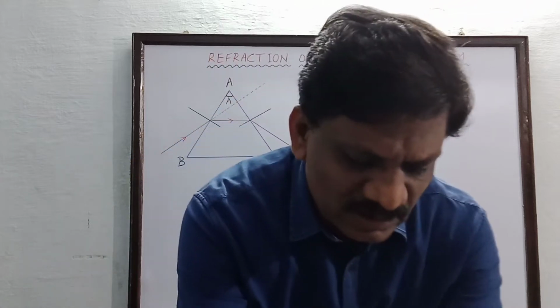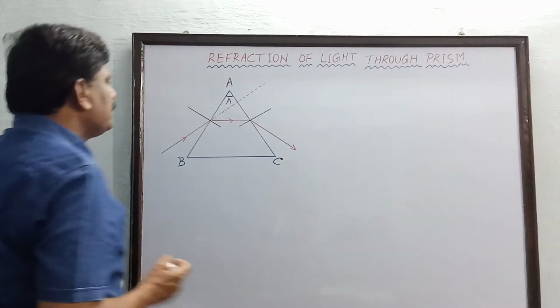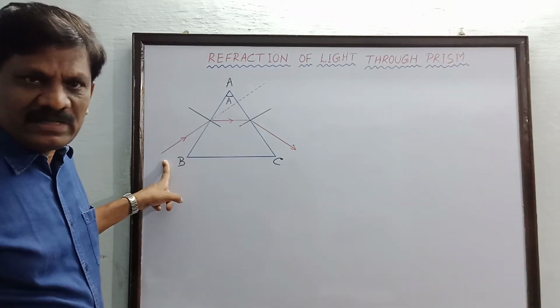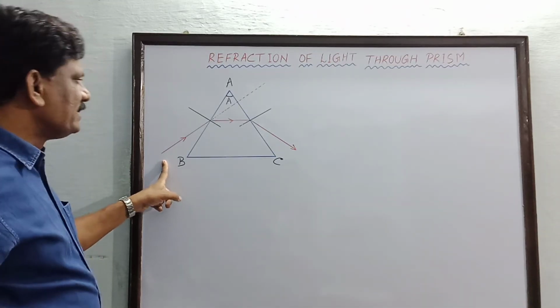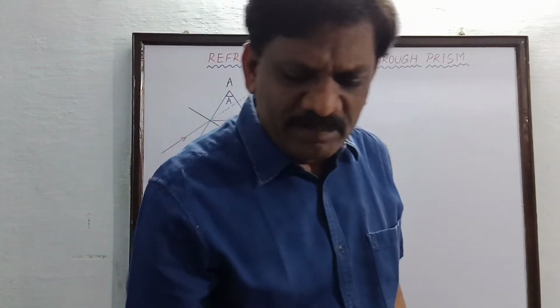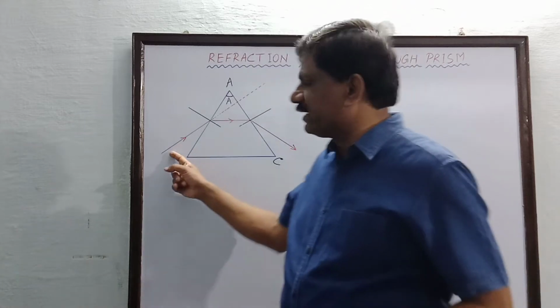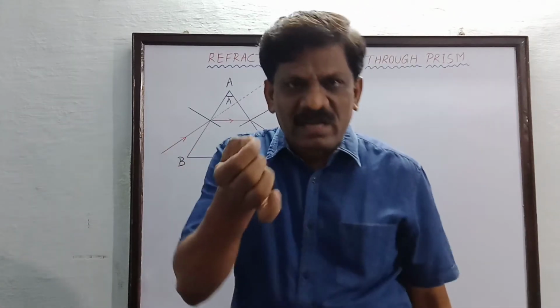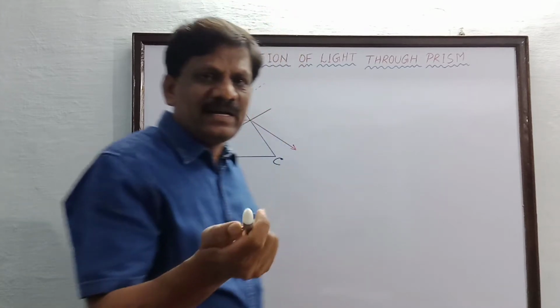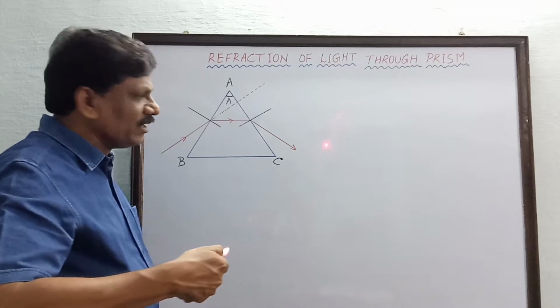Now you see here, I am sending a ray of light. A ray of light is incident on one refracting face of the prism. The type of light I am going to consider is red color. This is red color light. Red is one of the colors in the VIBGR. So I am using the red color light. Can you all see that red light on the board?